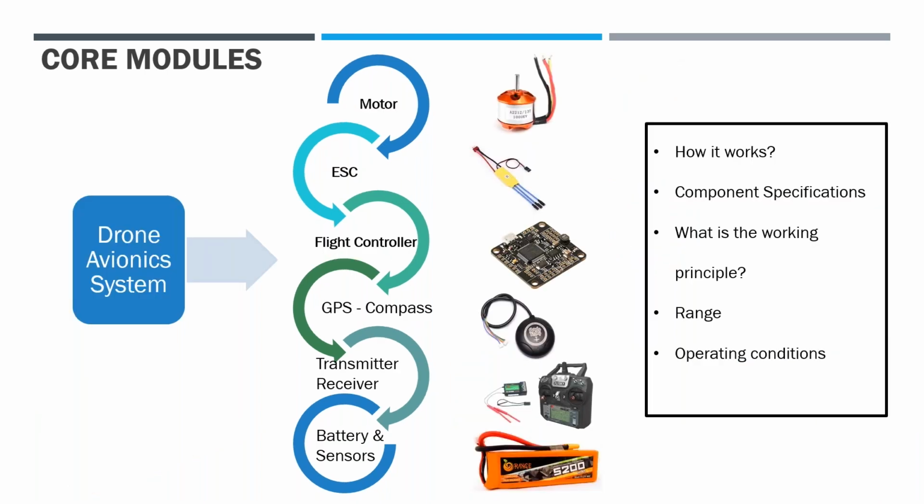Then moving to the next module, that is the drone avionics system. The drone avionics system is about the different components that you use for building a drone. Avionics means aviation electronics. So you have all the electronics over here, right from the motors, the electronic speed control circuit, the different flight controllers, compass, GPS, the transmitter and receiver, which you use to control it from the ground, batteries and different sensors. You are going to understand how each component works, what the component specification is, how it changes for different drones, what the working principle of these components is, what range these components can work in, and what different operating conditions they can withstand. All those things you are going to learn in this drone avionics system module.